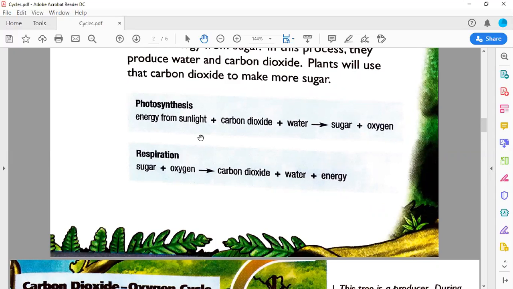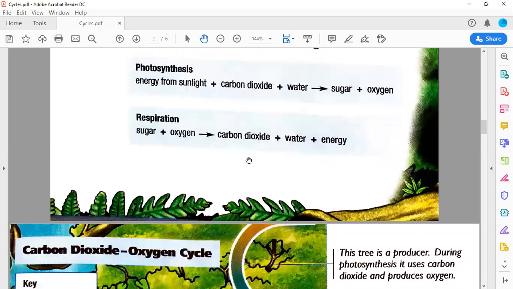So they need the sugar. The producers are making the sugar and oxygen, and the consumers are going to change this into carbon dioxide and water, which is an energy as well. And they are going to give the plants these two elements that they need to carry out photosynthesis. So everything is connected, guys. In a cycle, everything is connected.